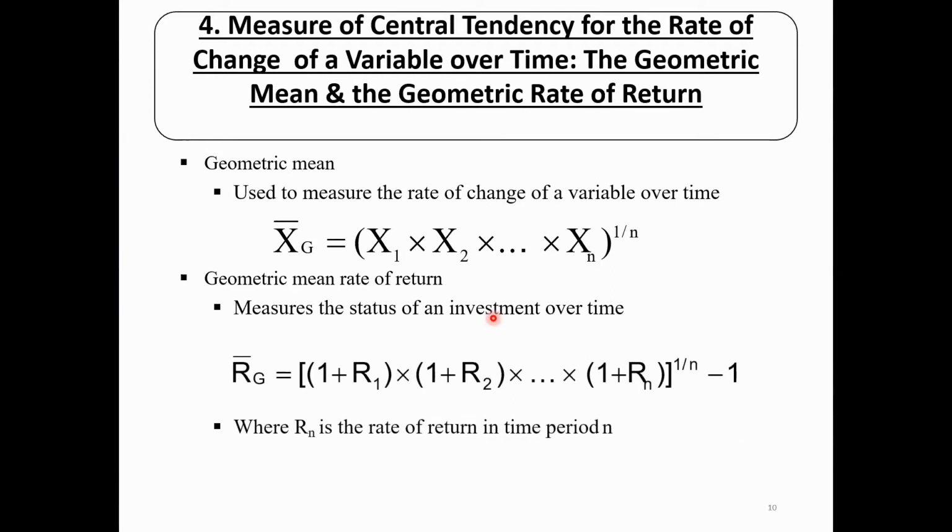Right, so how do we calculate this geometric mean? Very simple. Similar to this idea, you take the rates. Assume there are n number of rates, 1, 2, up to n. You add 1 plus r1 times 1 plus r2 times up to 1 plus rn. You take the nth root, and you deduct 1 in order to get the percentage value.